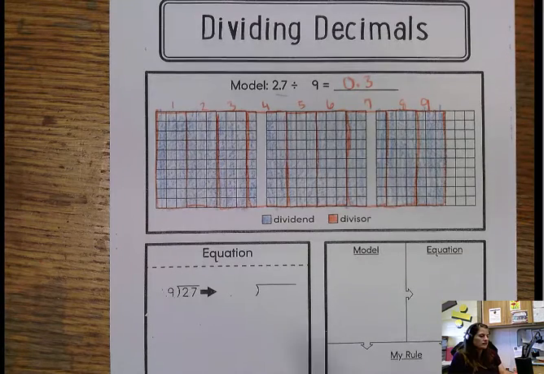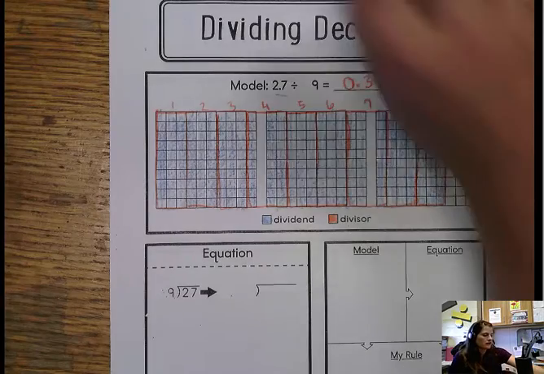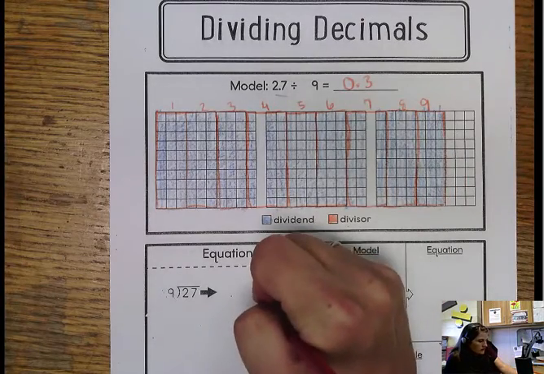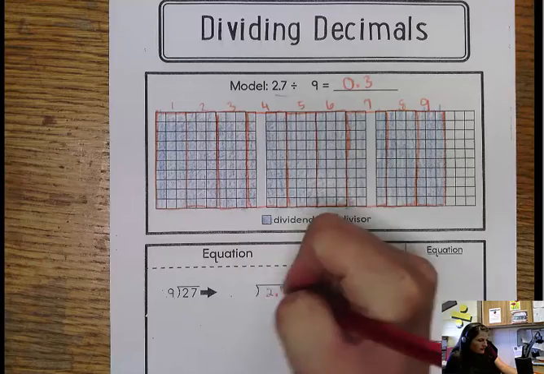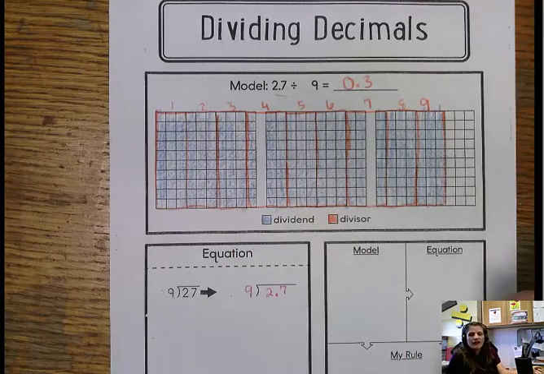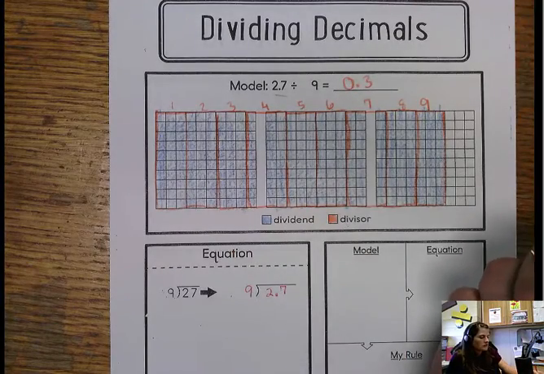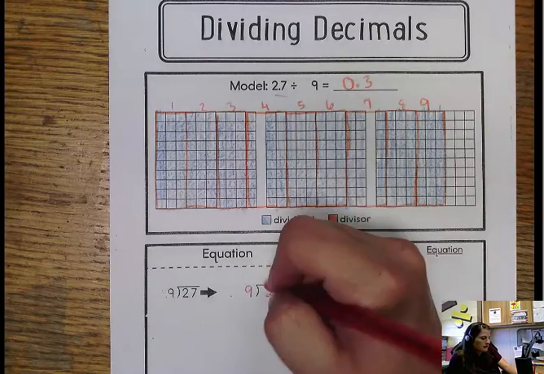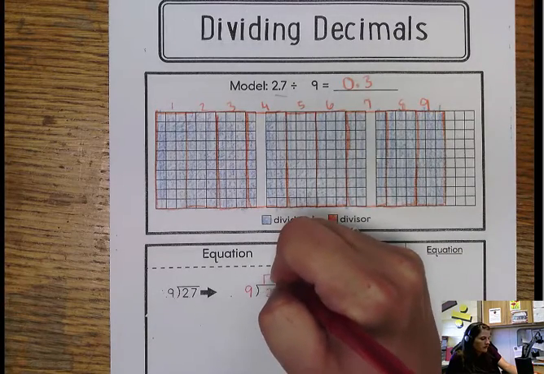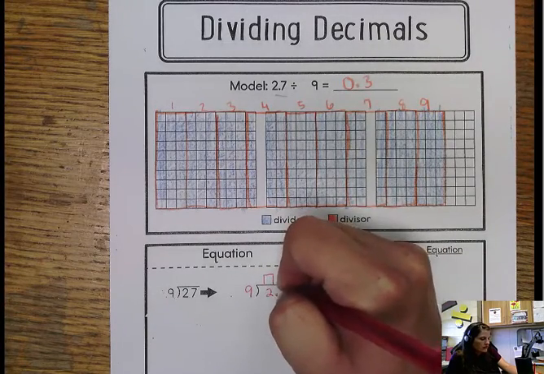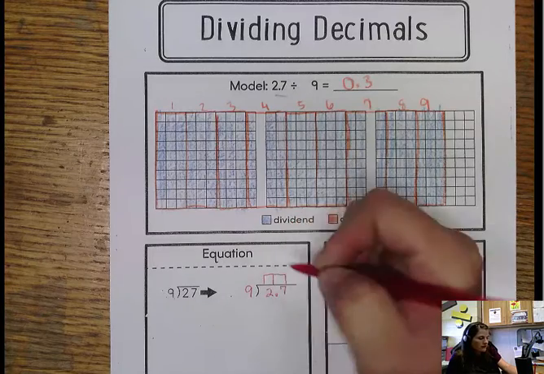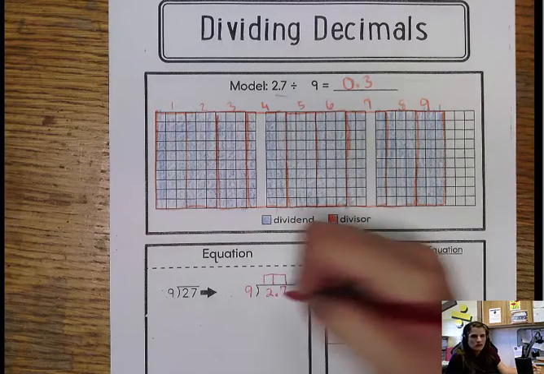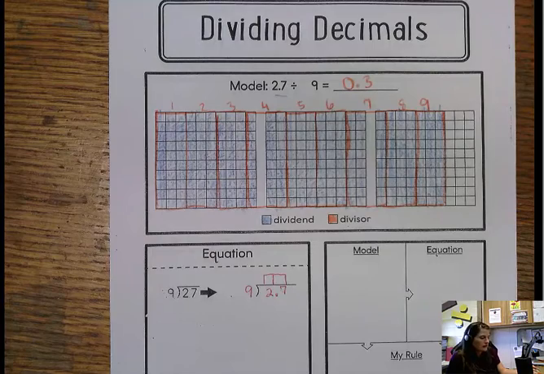Okay, so let's look at the actual equation, how this looks. I'm going to do 2 7/10 divided by 9. Now it's real important when we're working with decimals to keep our numbers lined up. So what you might want to do is draw a box just on top of each number. I need 2 boxes because I have 2 numbers in my dividend. And I'm going to start and divide just like normal.